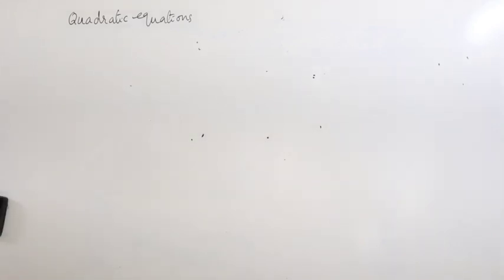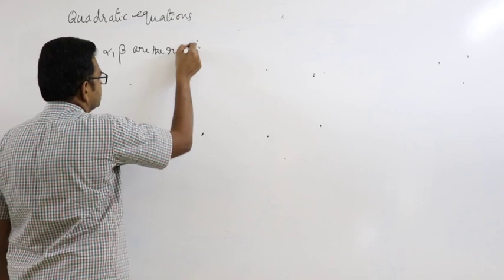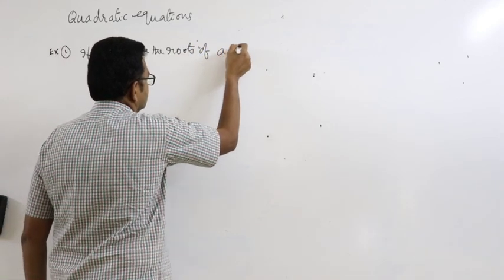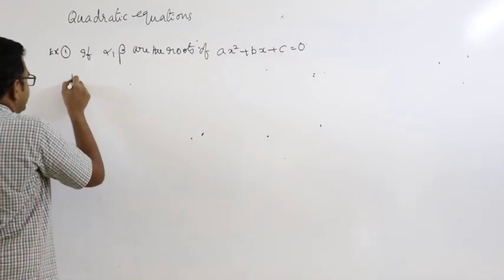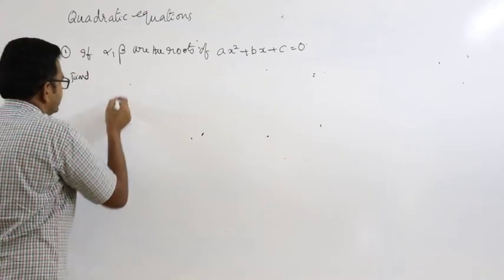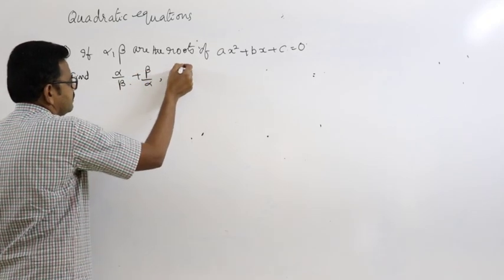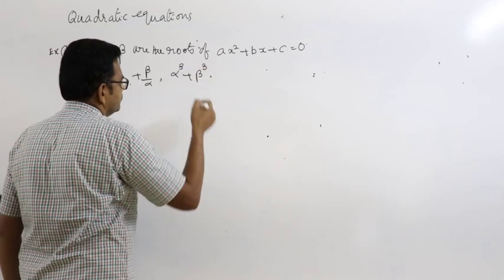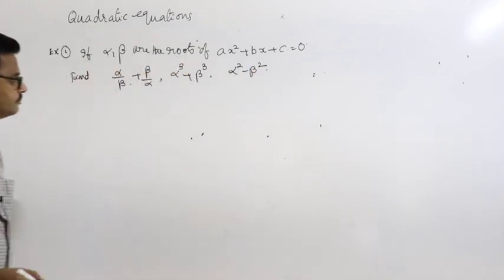Write one example problem. If alpha, beta are the roots of ax square plus bx plus c equal to 0, then find: first, alpha by beta plus beta by alpha; second, alpha cube plus beta cube; and third, alpha square minus beta square.